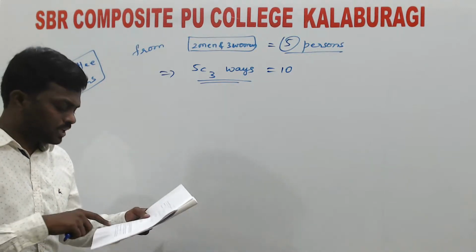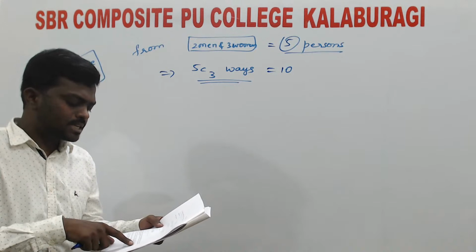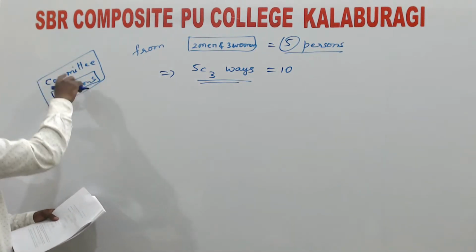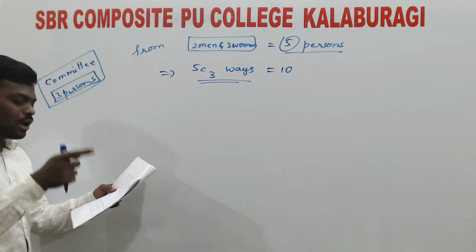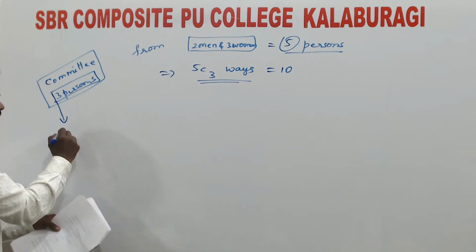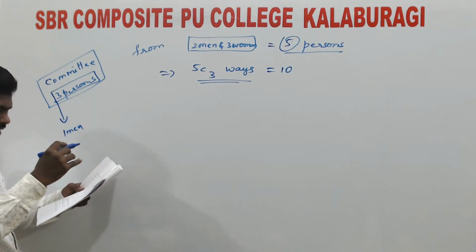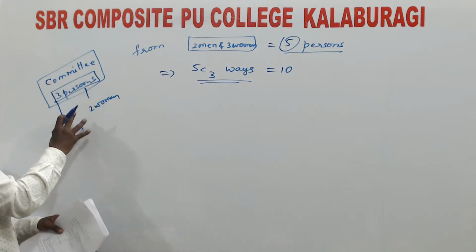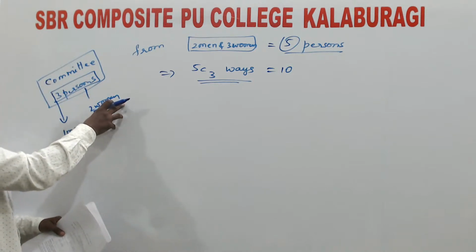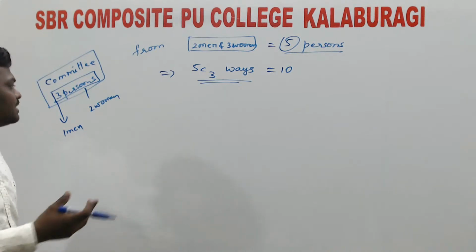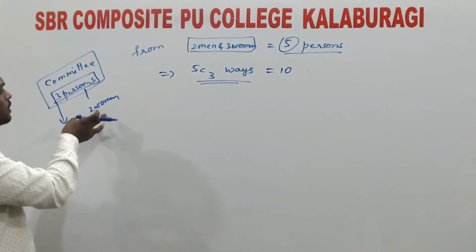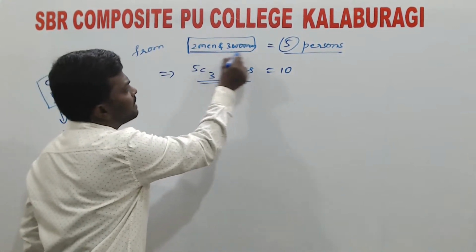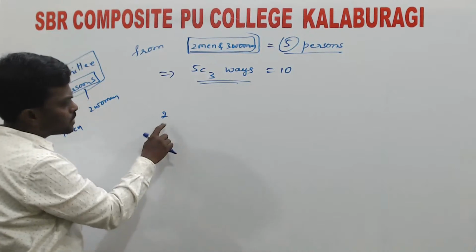The next part of the question is how many of these committees would consist of 1 man and 2 women. So in this committee of 3 persons, you should have 1 man and 2 women, and you should select them from the given collection. There are 2 men, and we have to take women also.